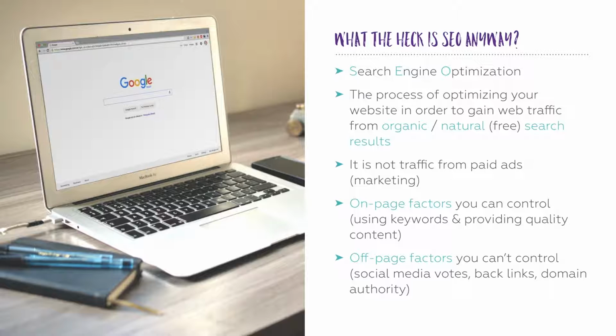So there's lots of different ways we can do this. Some of them are on-page factors that we can control, so things like using proper keywords and providing quality content. And then there's some off-page factors that we don't really have much control over, so things like social media votes, backlinks, links coming back to our website, and domain authority. So smaller businesses and businesses that are new, maybe haven't had a website around for very long, it might take a little while to establish your visibility on SEO, but it definitely is possible.